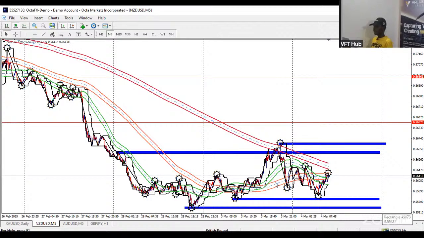So overall, my bias on NU and AU is to the downside, expecting temporary retracements, and if those retracements find valid POIs and those levels hold, we're going to be selling AUD and NZUSD, and then taking the opposite on USD CAD. I hope this has been helpful to at least one person.